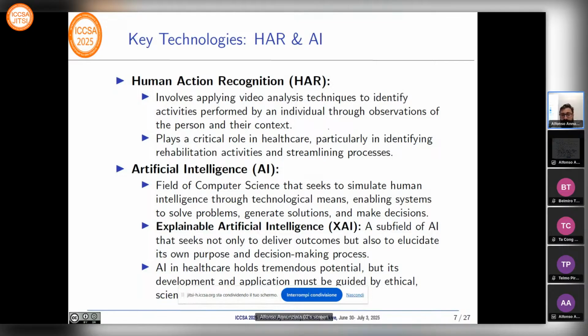In artificial intelligence, a field of computer science that seeks to simulate human intelligence through technological means. We also focus our study on explainable artificial intelligence, a relatively newer area. Since 2018, I think you have been finding something about XAI. That's a subfield of AI that seeks not only to deliver outcomes, but also to elucidate its own purpose and decision-making process. So XAI is really used for explaining neural networks, for example, that are more difficult to explain than statistical models.